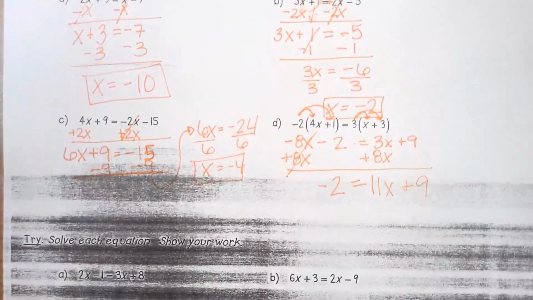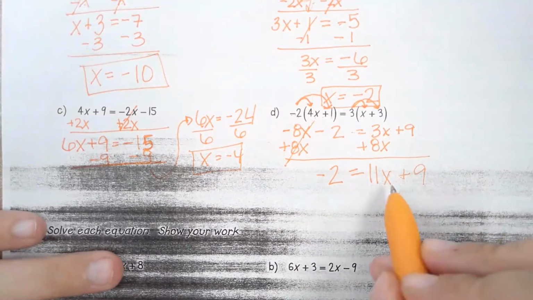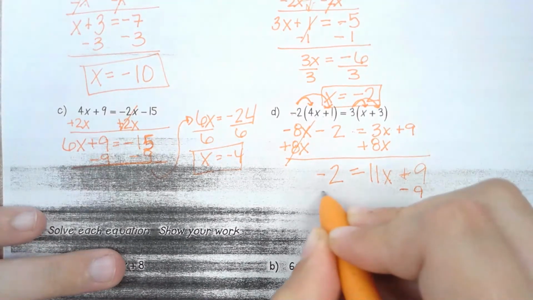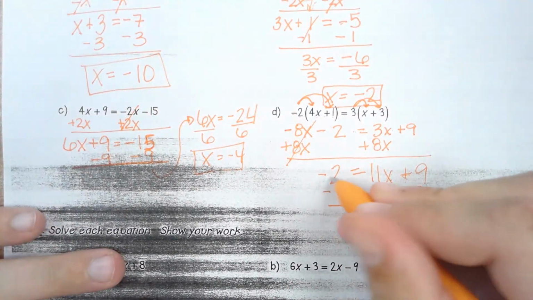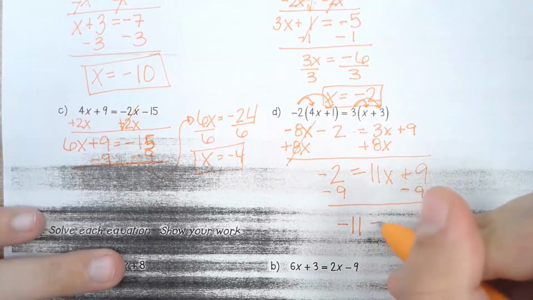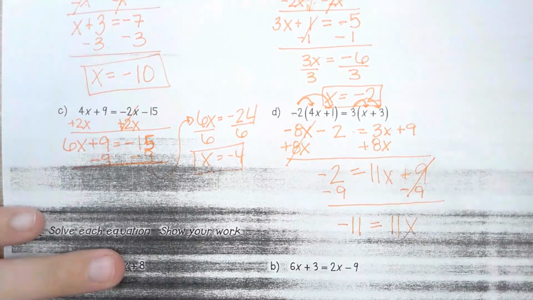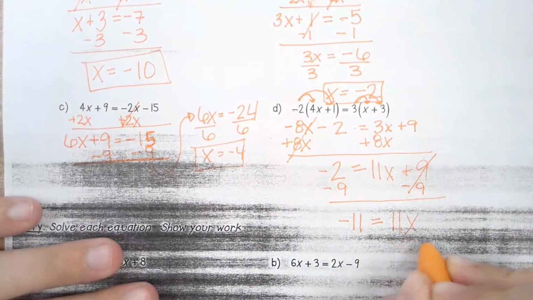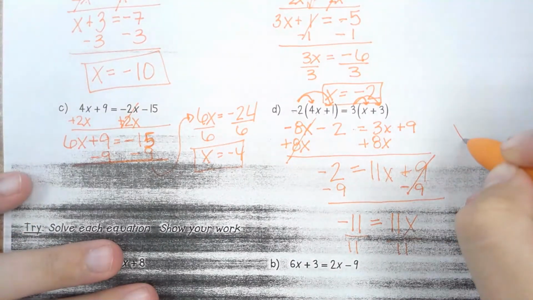And as soon as you move all of your variables to one side, you should just have your basic equation now that you can continue to solve like normal. So to get x by itself, I'm going to move this +9. Opposite of adding 9 is subtracting 9. So -2 minus 9 is -11. Over here on the right side, our 9's are going to cancel. We're going to be left with 11x. And then our last step to get x by itself is to divide by that 11 on both sides. And so x is going to equal -1.